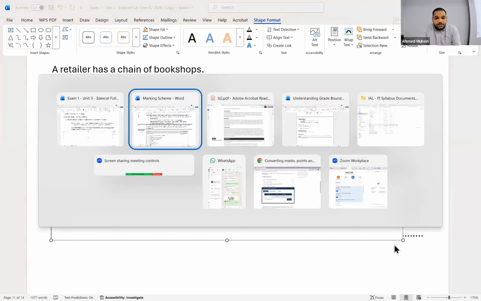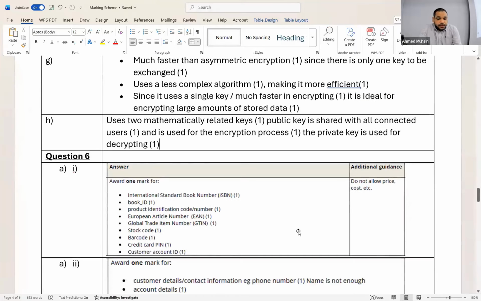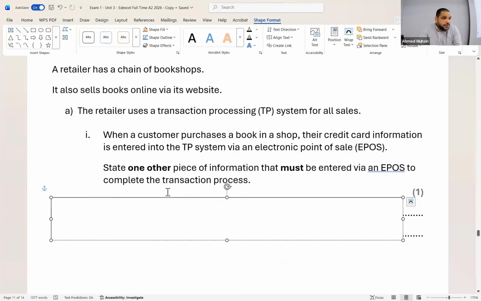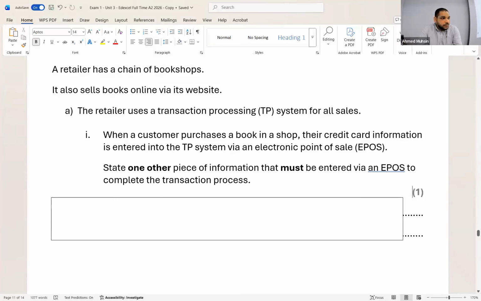Let me check the marking scheme and see. In this paper, no. In this paper, the examiner is only going with the credit card PIN. Sorry? It's an EPOS system, yeah. We do use OTP if we shop online. Very good, very nice. Think about it.